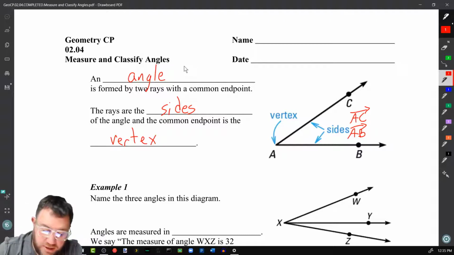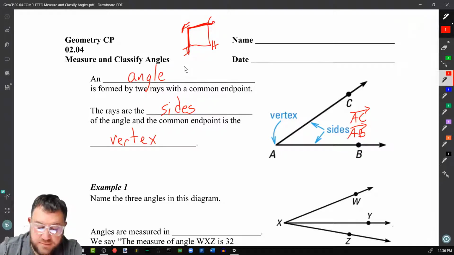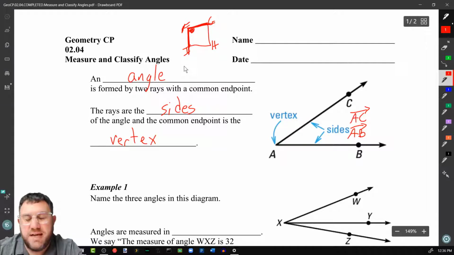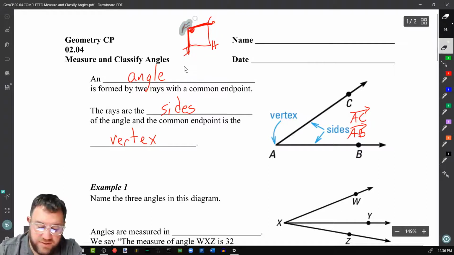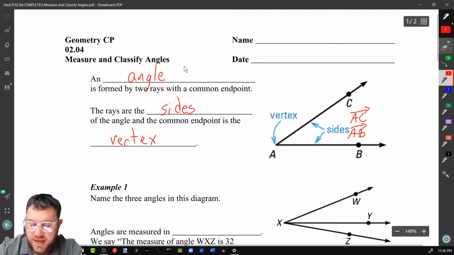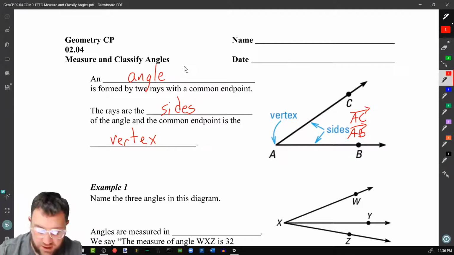So like if you had a square FGHI, we've got an angle in here, this angle right there. Its sides are ray FG and ray FI, even though those are segments, not rays. We still think of them as rays, because angles, like rays, extend forever in the direction they go.